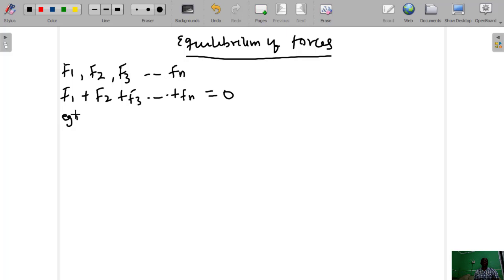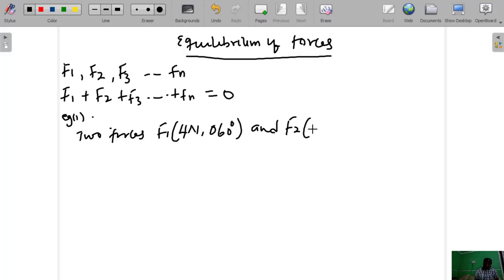So let's take example 1. Example 1 states that two forces, F1 given by 4 Newton at 060 degrees and F2 which is 2 Newton at 225 degrees, are acted on the body. Find the magnitude and direction of the third force F3. Good. So we need to resolve these forces.